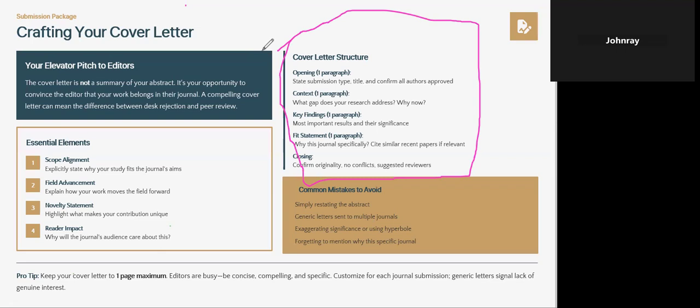Then the second one, context. What gap does your research address and why now? So in your second paragraph, you put this there. What gap is this paper I'm submitting to you trying to address?